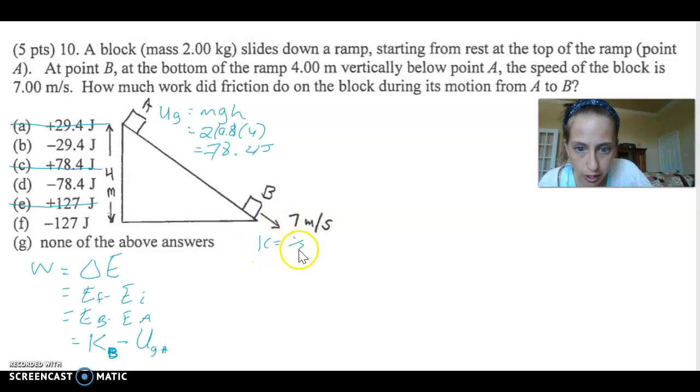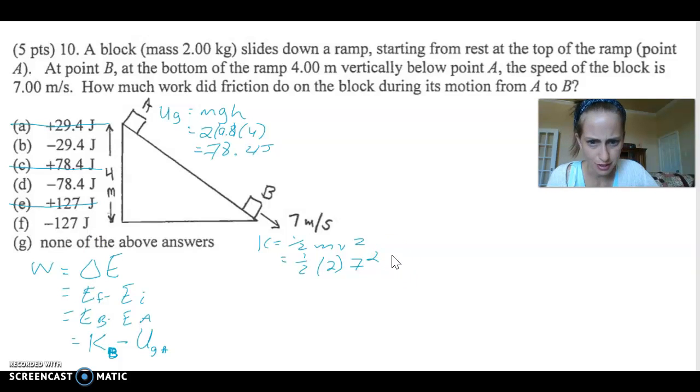And then down here we've got all kinetic. So that's 1/2 mv squared. The mass is 2. The velocity is 7. Be sure you square it. So 7 times 7 times 2 times 0.5. Oh, the 2 and 0.5 cancel out. This is just 49. So 49 joules.